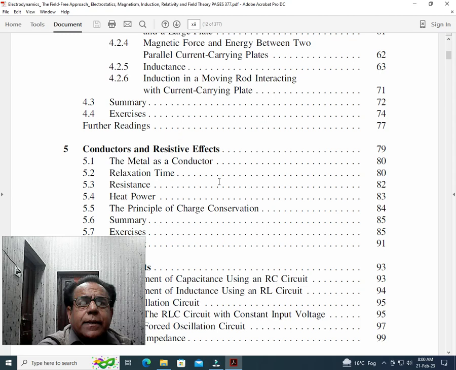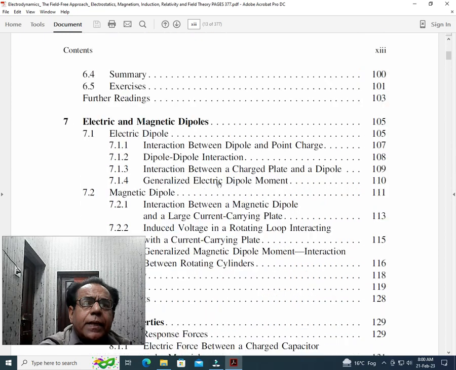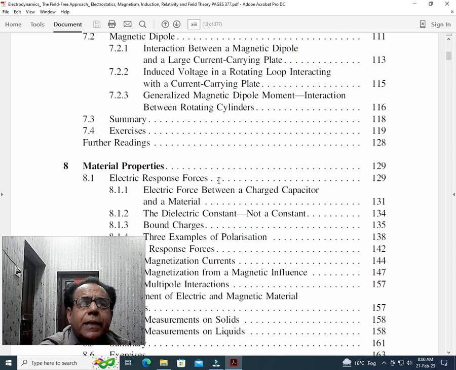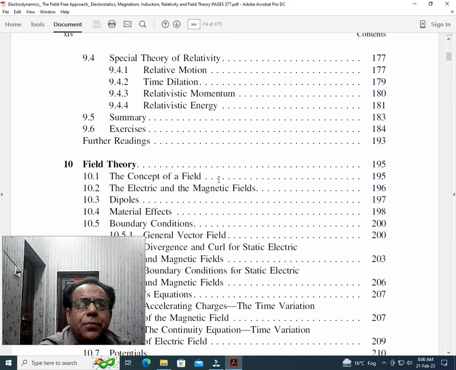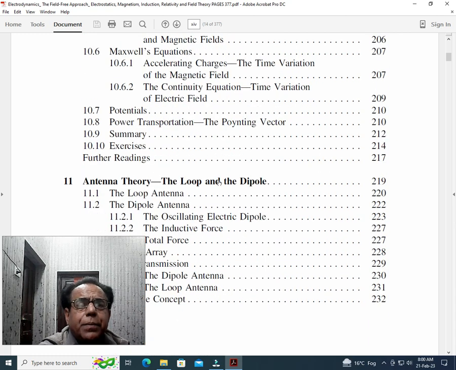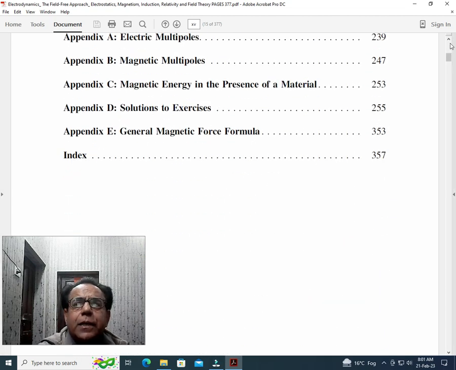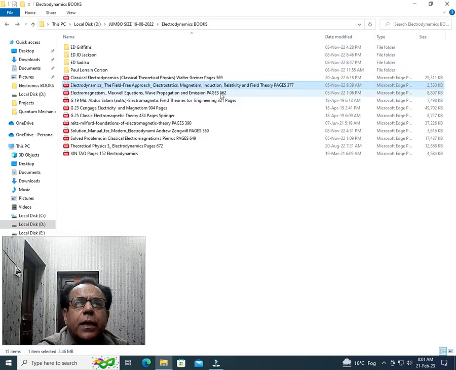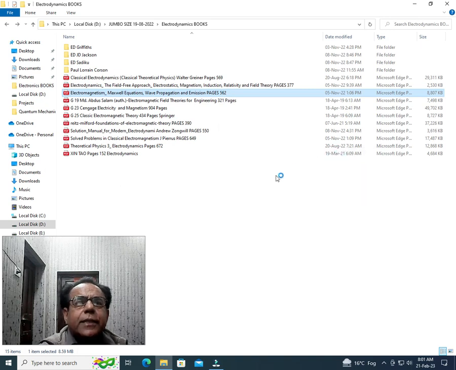Chapter number 5, conductors and resistive effects. Chapter number 6, electric circuits. Chapter number 7, electric and magnetic dipoles. Chapter number 8, material properties. Chapter number 9, motional consequences. Chapter number 10, field theory. Chapter number 11, antenna theory, the loop and the dipole. Then the appendix and index are given at page number 357. Now we are going to open the next book. This is our next book.